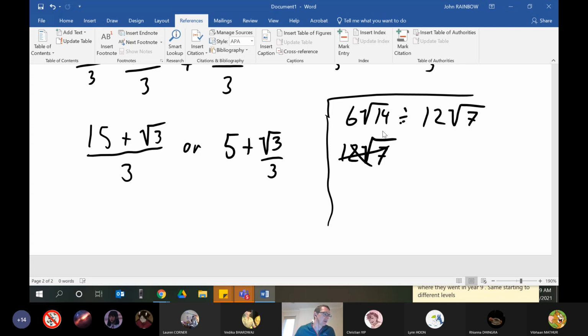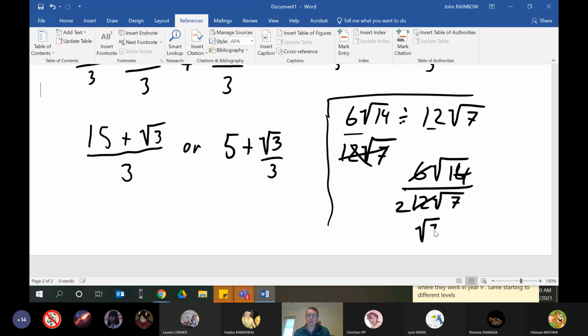So if you can have a go at these ones, and don't forget, obviously, if you're dividing, the denominators out the front, that's going to be like 6 root 14 on 12 root 7. So what you can do here is 6 and 12 obviously cancels out to 2. But I can change this to root 7. I'm running out of room. Let me just do this on a new page.